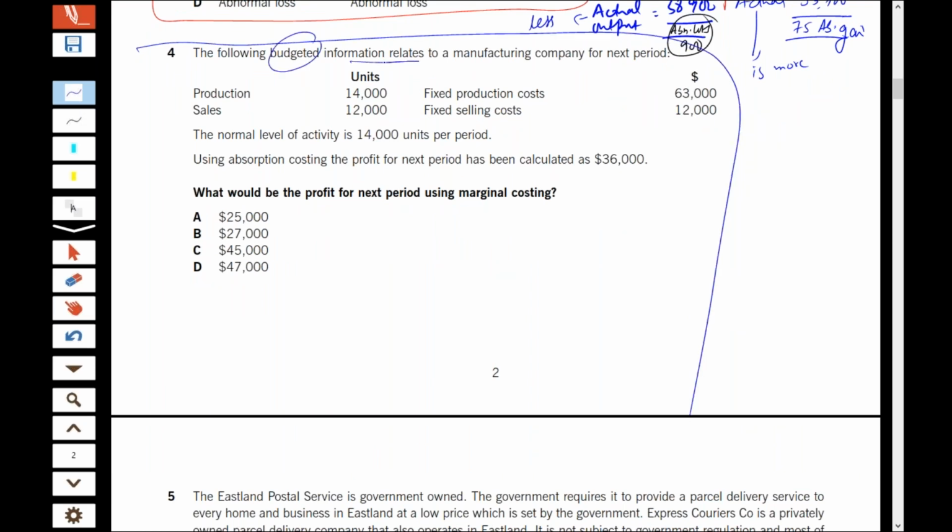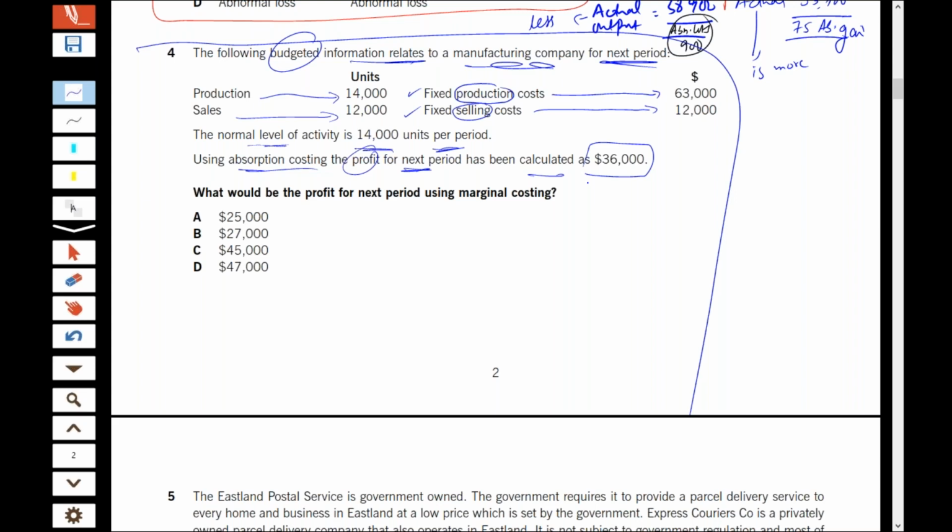The following budgeted information relates to a manufacturing company for the next period. Production is 14,000, sale is 12,000. The normal activity is 14,000 per period. This is fixed production cost, and this is fixed selling cost. Using absorption costing, the profit for the next period has been calculated as 36,000. 36,000 is the profit under absorption costing.